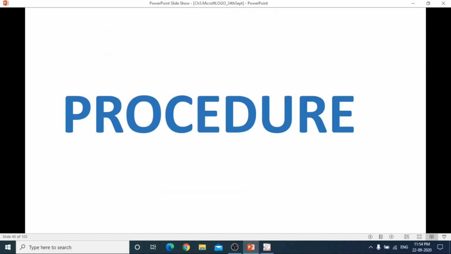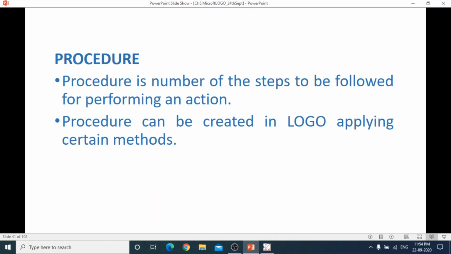Now next is procedure. So what is a procedure? A procedure is nothing but the number of steps to be followed for performing an action. Suppose you want to do anything, so you have to write the steps to complete that work. In the same way we have procedure, which is the number of steps to be followed for performing an action. We have two methods. So let's see the first one.